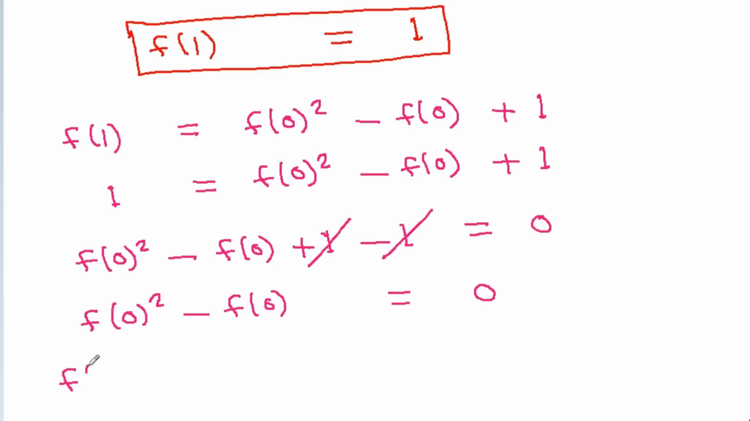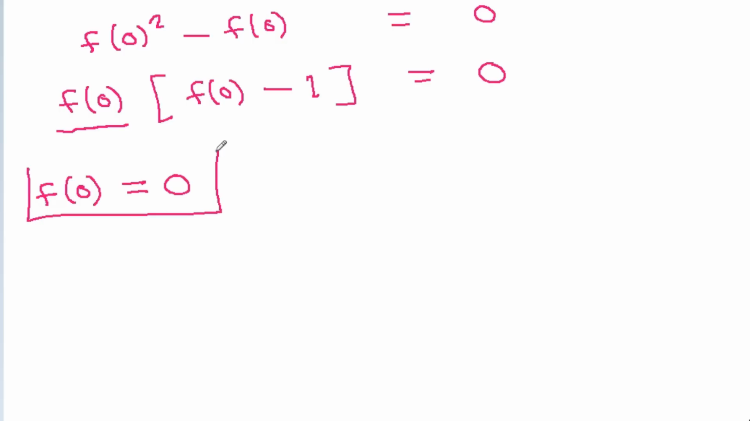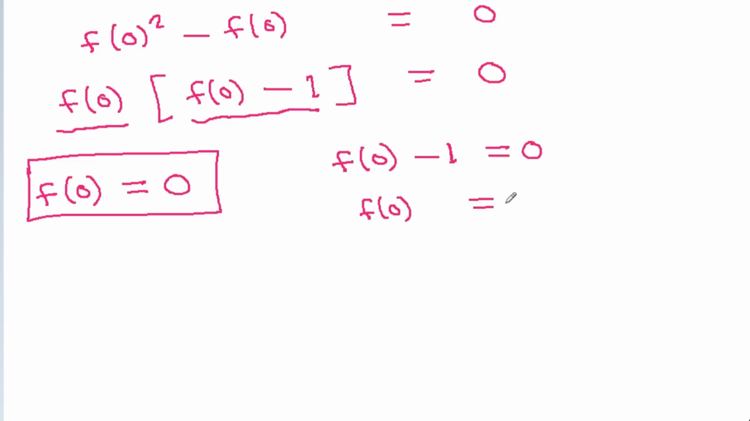And it is f(0) times (f(0) minus 1) is equal to 0. So either f(0) will be 0, or f(0) minus 1 will be 0, that means f(0) is equal to 1. So we get f(0) is equal to 0 and 1.